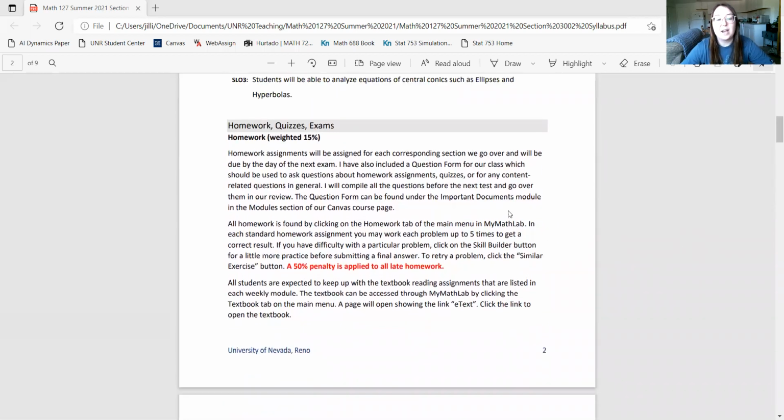All right, so on to homework, quizzes, and exams. So your homework is weighted 15% of your grade. So for every section that we go over, there will be a homework assignment that corresponds to that section. There is also a question form for our class. So that is also linked under the important documents section in our Canvas course page.